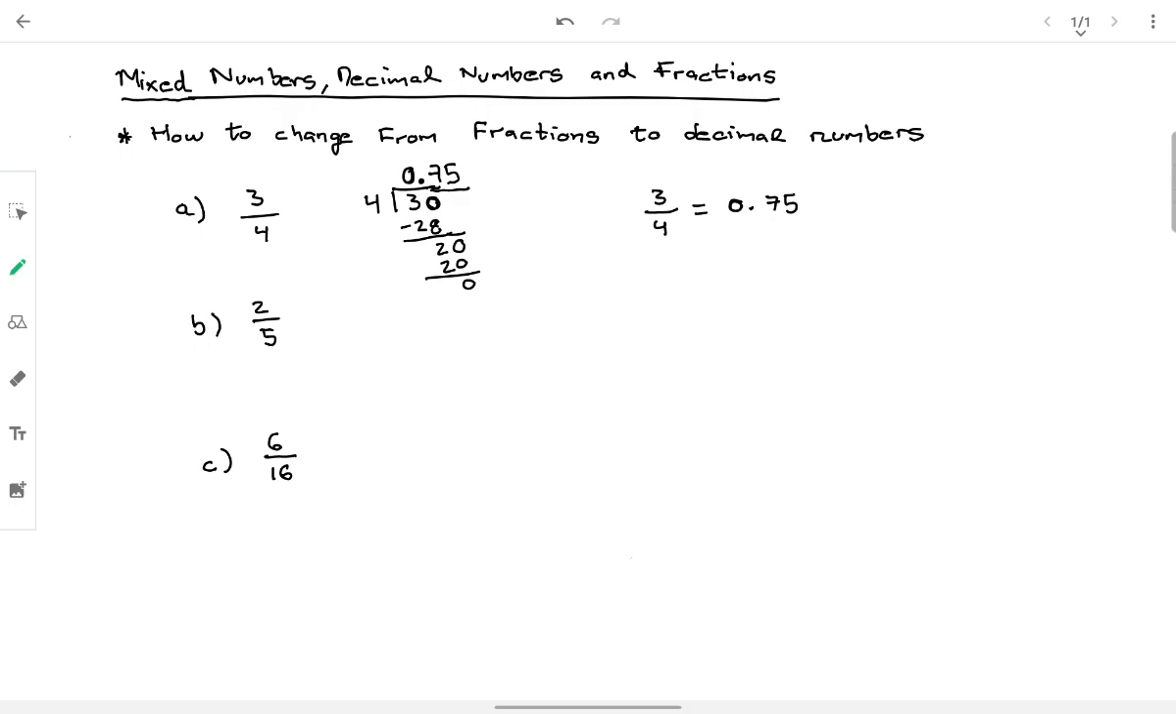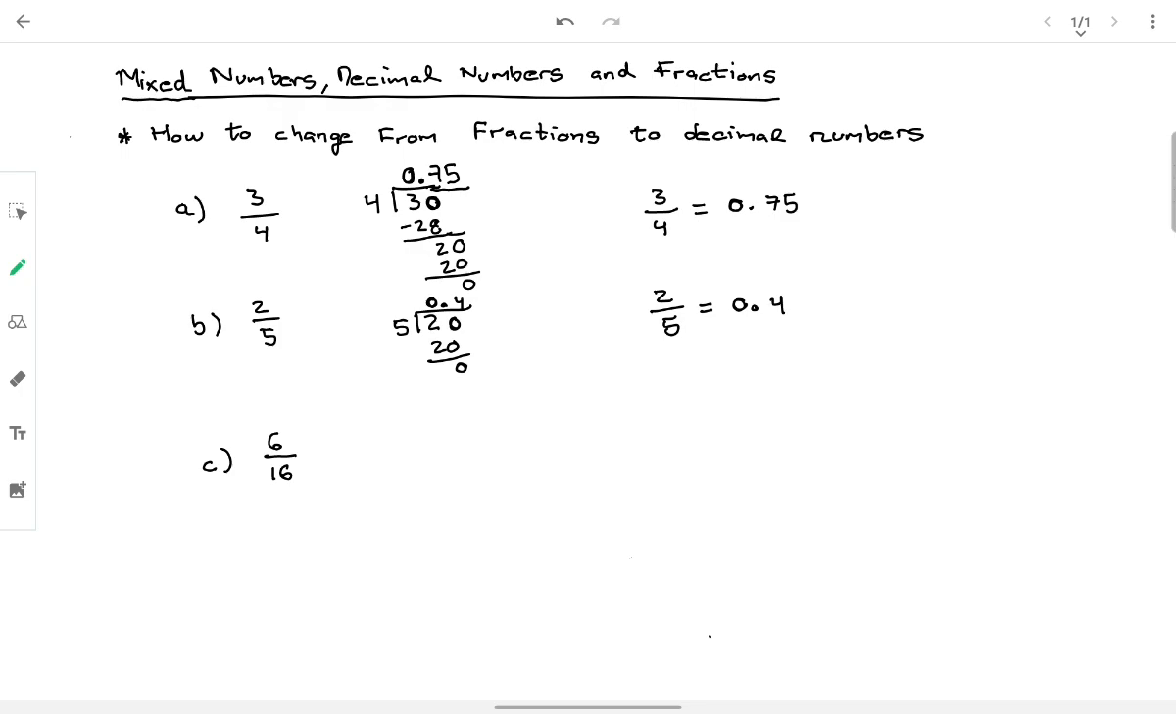So this is how we change a fraction to a decimal number. Let's see another example. 2 divided by 5. That means it's also a proper fraction. It will be 0. 4 times 5 is 20, that gives us 0. So we have finished. So 2/5 can also be represented as 0.4.